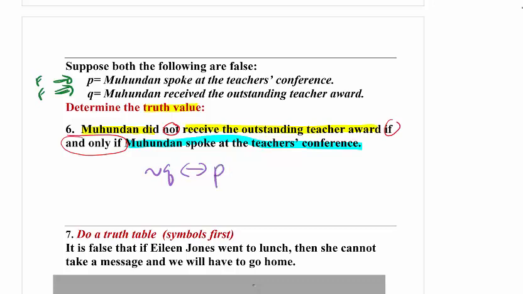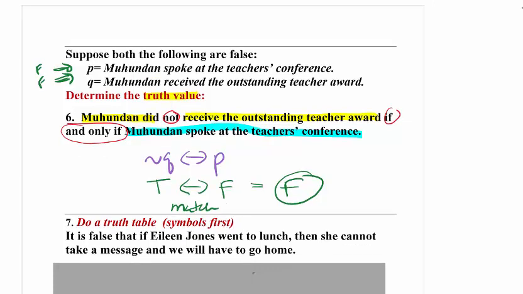Converting it from words to symbols is so important, because if you do that wrong, the problem is wrong. So now we look at this and we say, okay, let's put in our truth values. The negation of Q is true. P is false. They have to match to get a true, and so they do not match. So my answer is false. You have to memorize your rules for your truth table. It's so important.